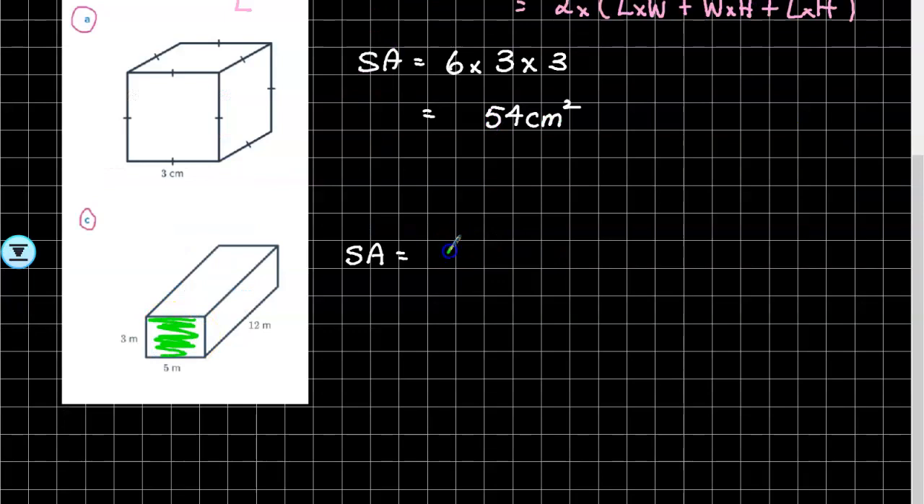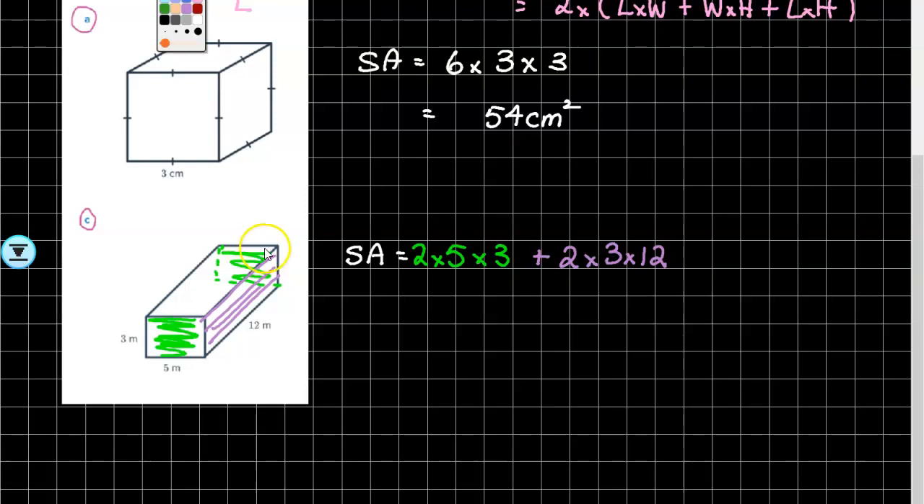So we've got that one, which is 5 times 3. And we know that there's 2 of them. There's one there and there's one at the back. So double it. What will I do next? Okay, we got the 3 and the 12, and there's 2 of those. And what one do we have to make sure that we include? Which one have we missed out on? The top one? Okay, so what's its dimensions? Yep, 5 by 12. And that's it.